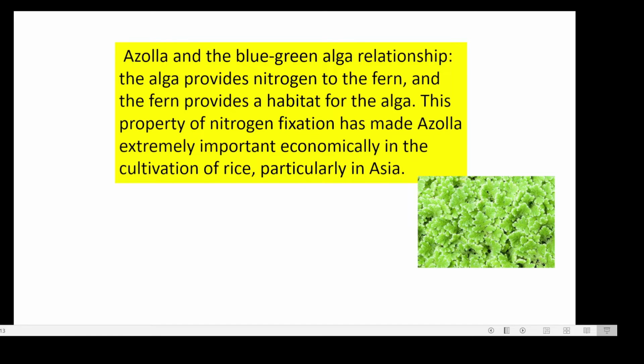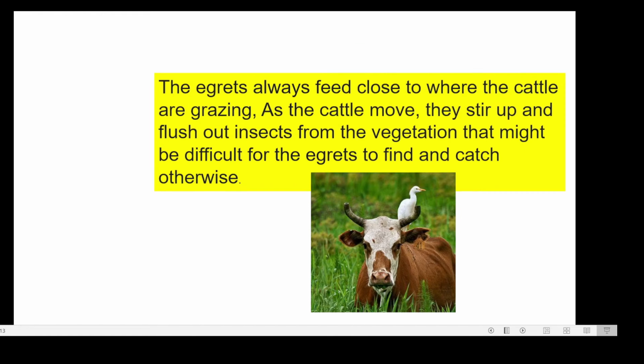Now let us take one example between Azolla and blue-green algae, which will show the mutualism. The algae provides nitrogen to the fern, and the fern provides a habitat for the alga. This property of nitrogen fixation has made Azolla extremely important economically in the cultivation of rice, particularly in Asia.